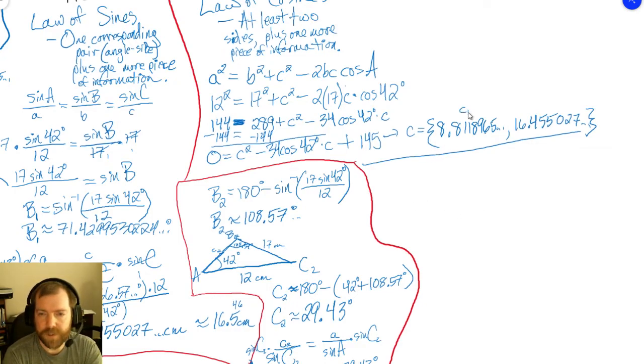So we'll call this one C1 and this one C2 because, oh, look at that. Oh, no, it's backwards. We'll call this one C2 and this one C1 just because. Hang on one sec.